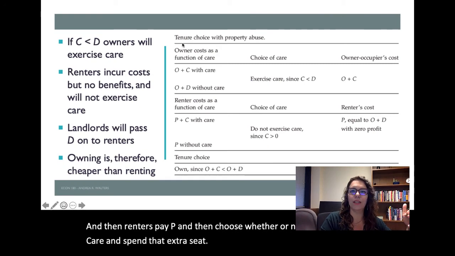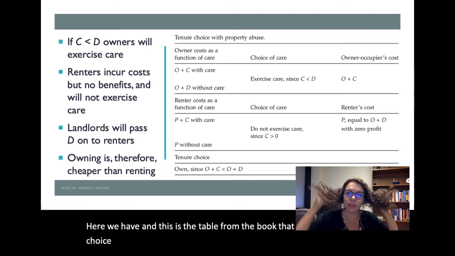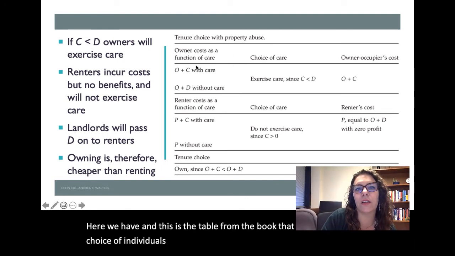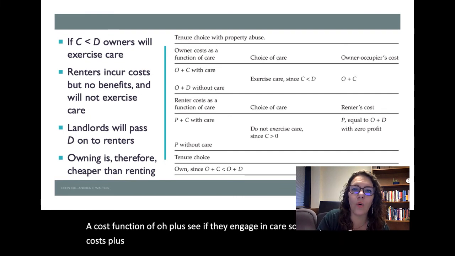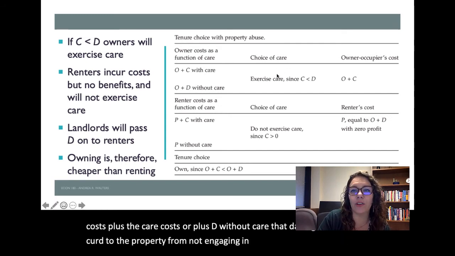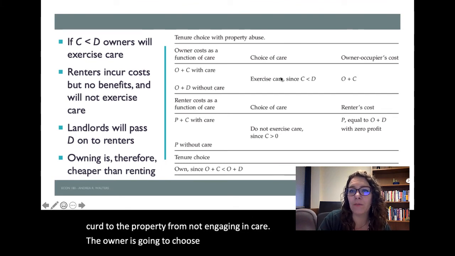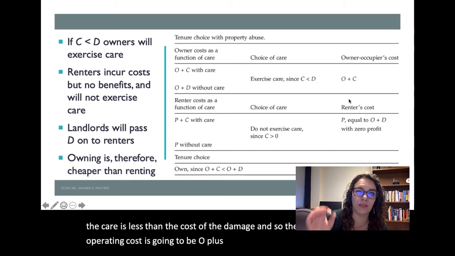So here we have, and this is the table from the book that looks at the choice of individuals. So owners are going to face a cost function of O plus C if they engage in care, so the operating costs plus the care costs, or O plus D without care, that damage that is incurred to the property from not engaging in care. The owner is going to choose to exercise care because C, the cost of the care, is less than the cost of the damage, and so the owner's operating cost is going to be O plus C. Are you with me?